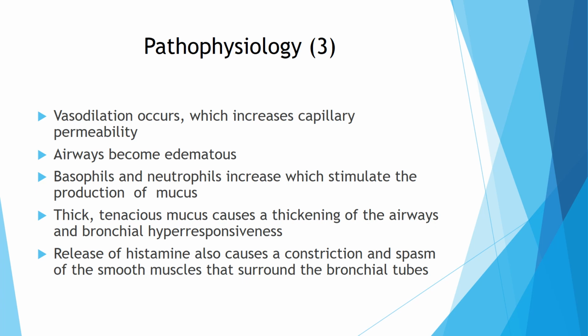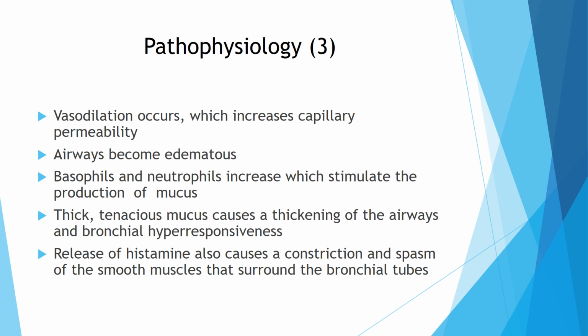So vasodilation will occur, which is going to increase capillary permeability. The airway is going to become edematous. And again, let's remember, the basophils and the neutrophils will increase, which are going to stimulate the production of mucus. This mucus is going to be thick, and it is going to cause a thickening of the airways, and then more bronchial hyperresponsiveness. This is a cycle. It will go on and on until we break the cycle.